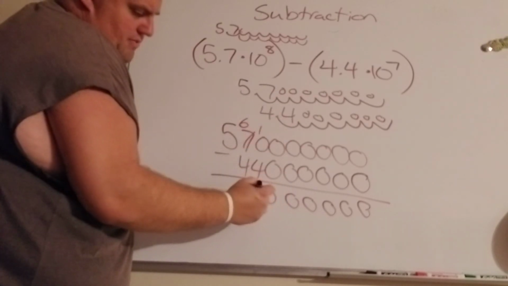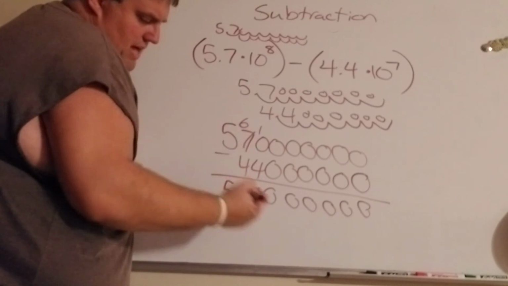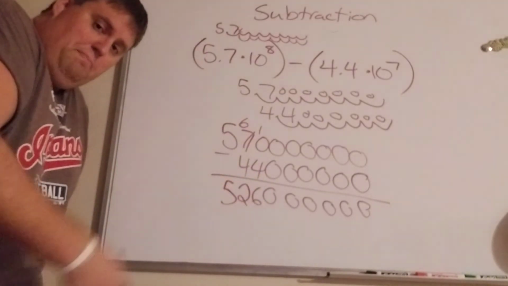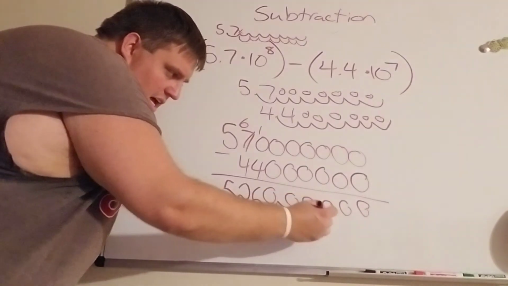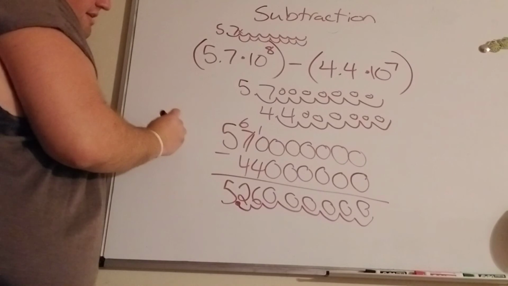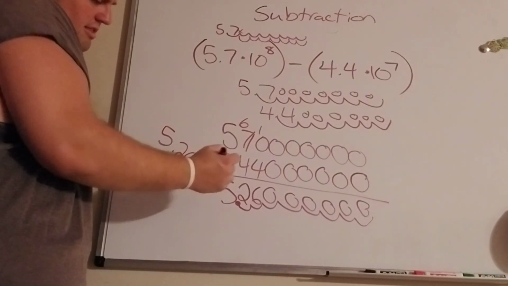Borrow. 10 minus 4 is 6. 6 minus 4 is 2. And 5 minus nothing is still 5. And of course, put it back into scientific notation. 1, 2, 3, 4, 5, 6, 7, 8. And there's your 5.26 times 10 to the 8.